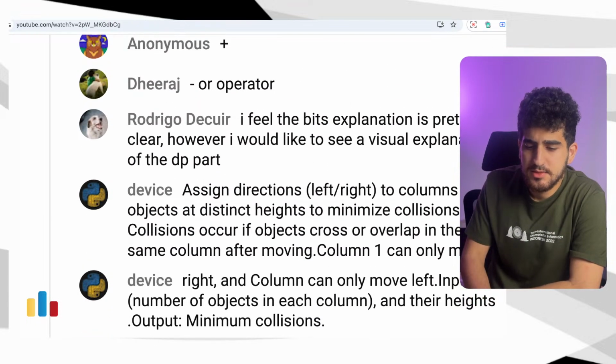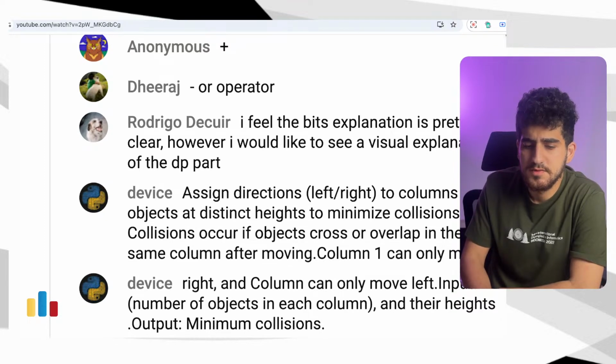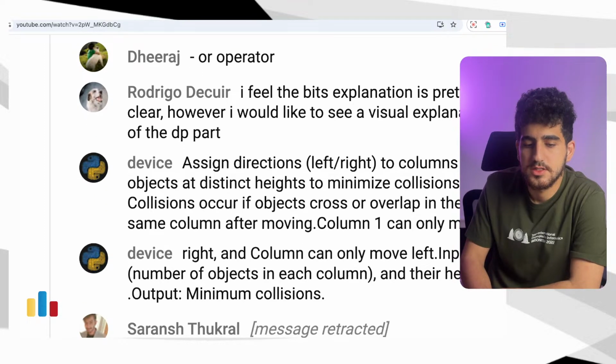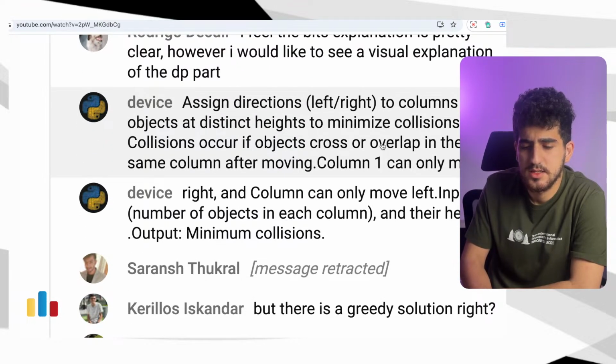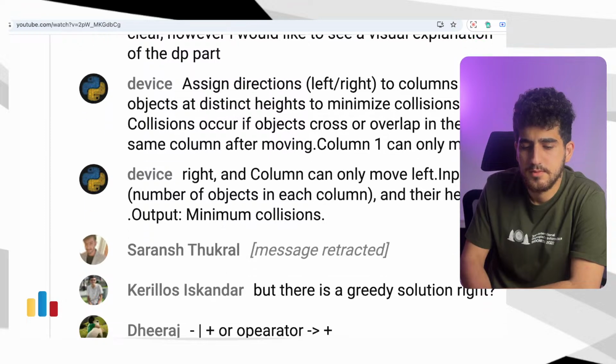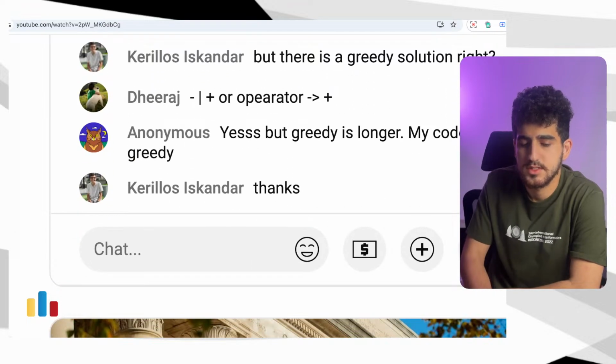I feel the bit explanation is pretty clear. However, I would like to see a visual explanation of the DP parts. Sure.